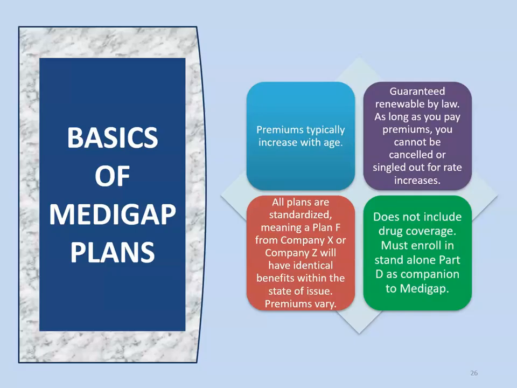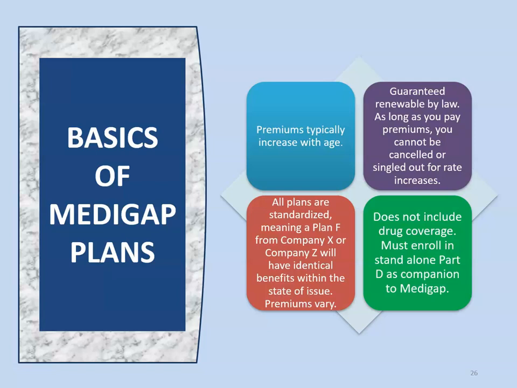So the basics of Medigap plans. There is a monthly premium that you have to pay in order to have these programs in place, and they help cover that 20% gap in original Medicare, so the out-of-pocket costs are limited. It's guaranteed renewable by law as long as you pay your premiums, and you cannot be canceled or singled out for rate increases. All these plans are standardized, and you'll see in the next slide what those plans are, meaning that if an insurance company offers Plan F as an example, another insurance company has to provide the exact identical benefits within the state of issue. The premiums can vary, but the coverage stays the same.